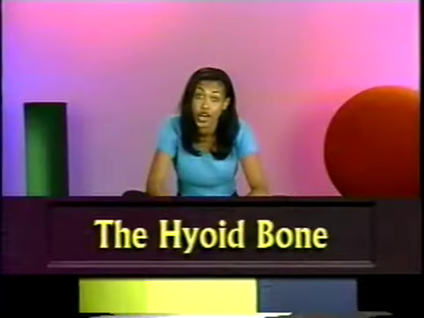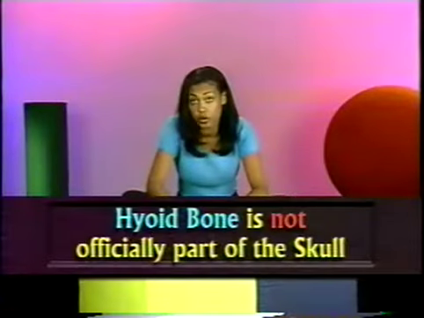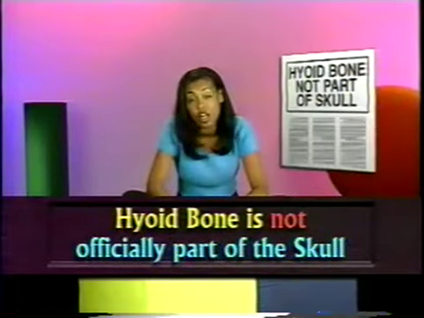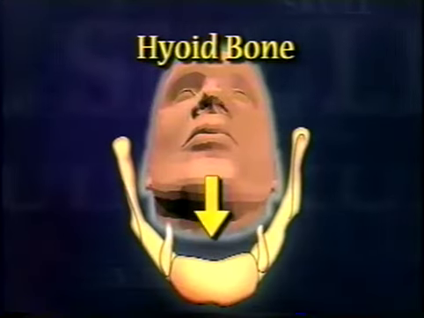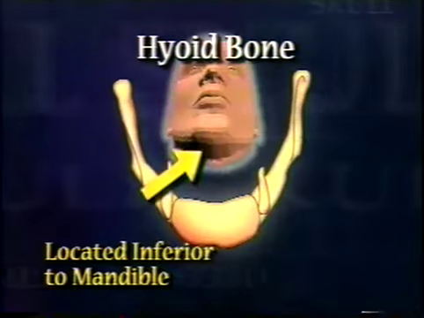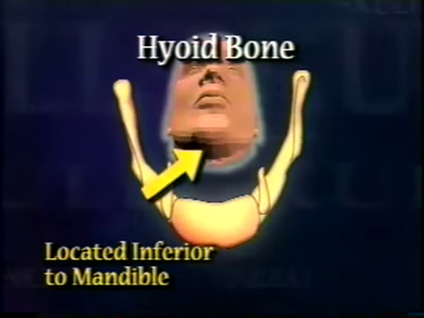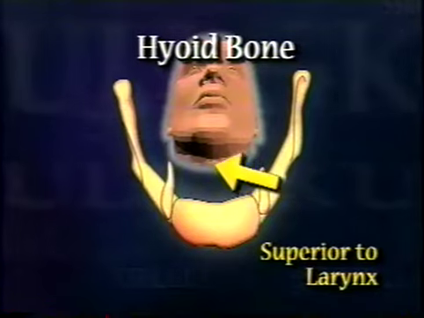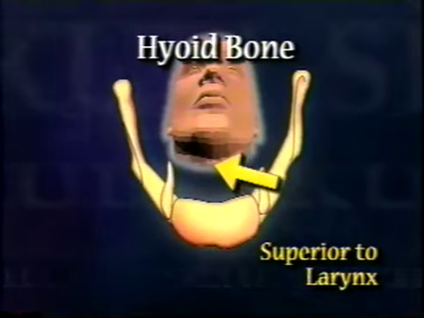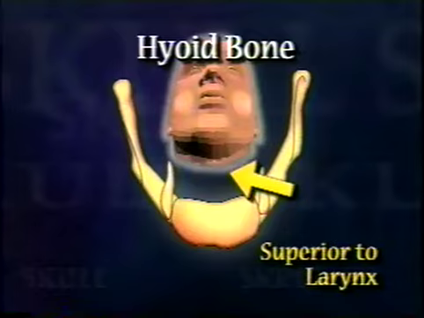Oh, right, the hyoid bone. There's also a hyoid bone, which isn't officially part of the skull, but is often discussed at the same time. The hyoid bone is a small horseshoe-shaped bone. It's located inferior to, or below, the mandible, and it's superior to the larynx, or voice box, in the anterior neck. Whew, that was a mouthful.